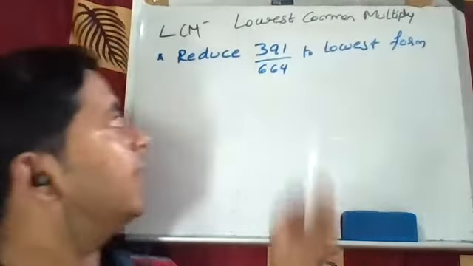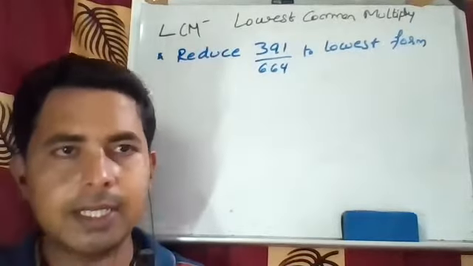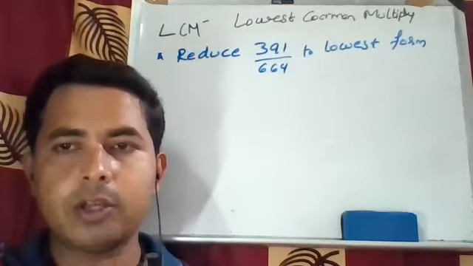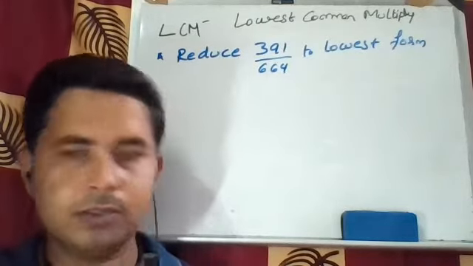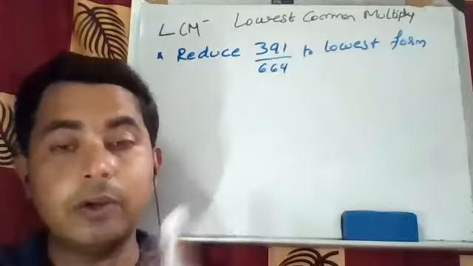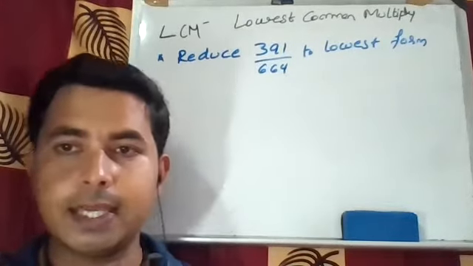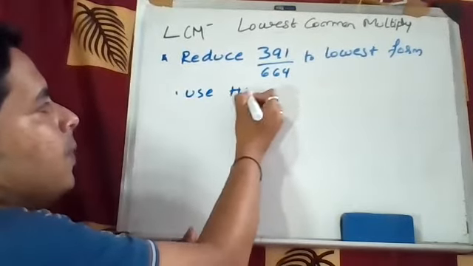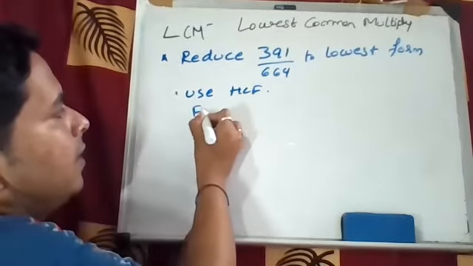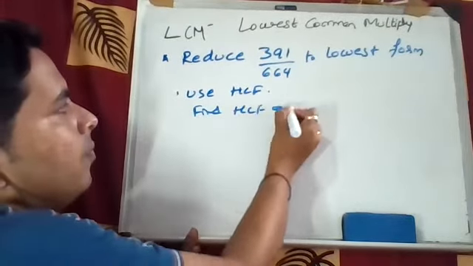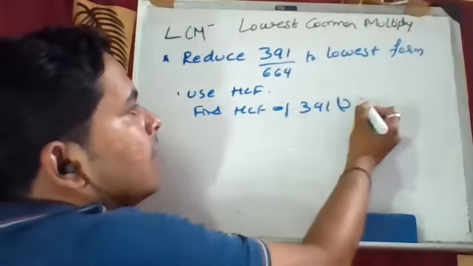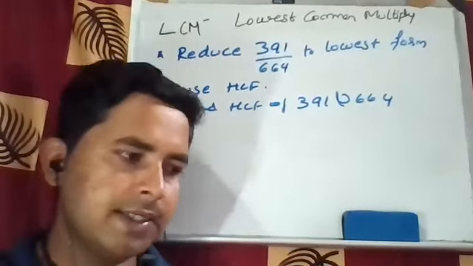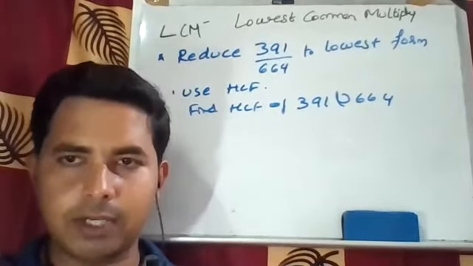क्या पूछते हैं, एक फ्रैक्शन नंबर दे रहे थे 391, 664, उसको हमको क्या करना है, स्मॉलेस्ट नंबर करना है और सिंप्लीफाई करना है. So what we have to do in this case, you have to use the concept of HCF. So here use the HCF method. क्या करना है, find HCF of 391 and 664.